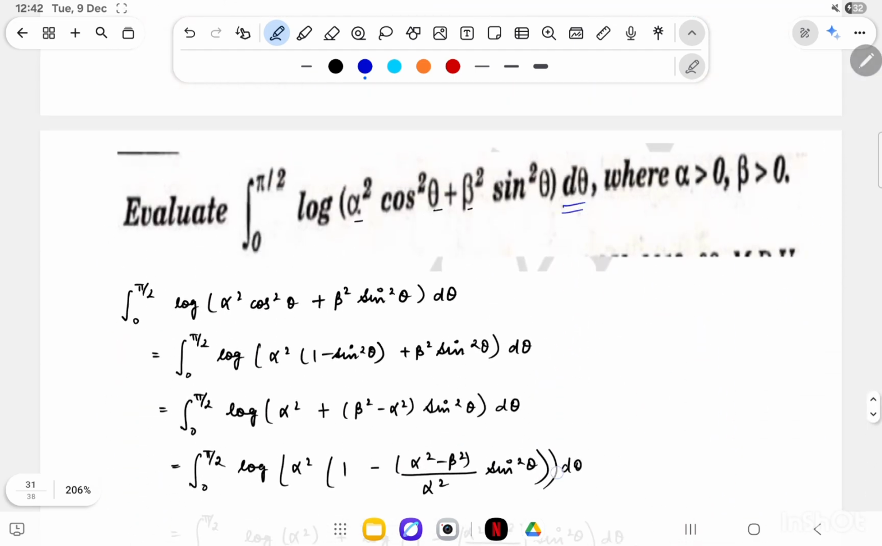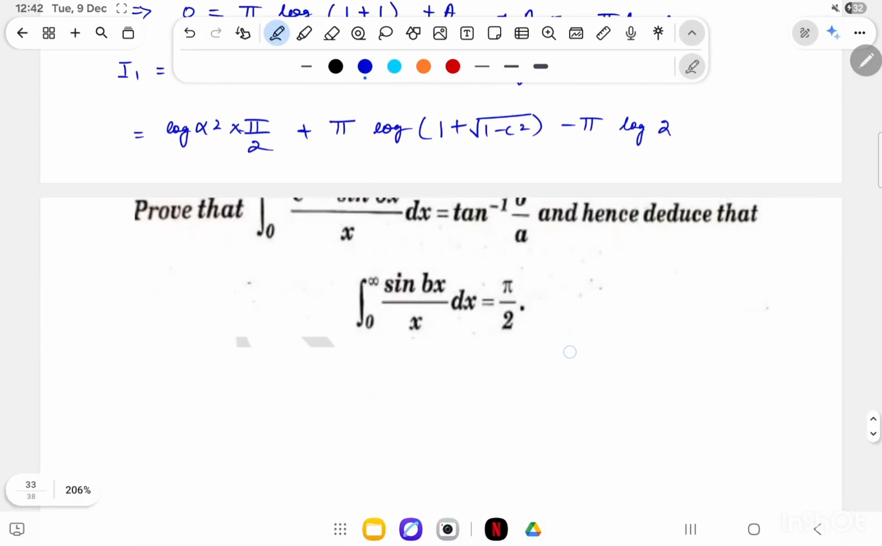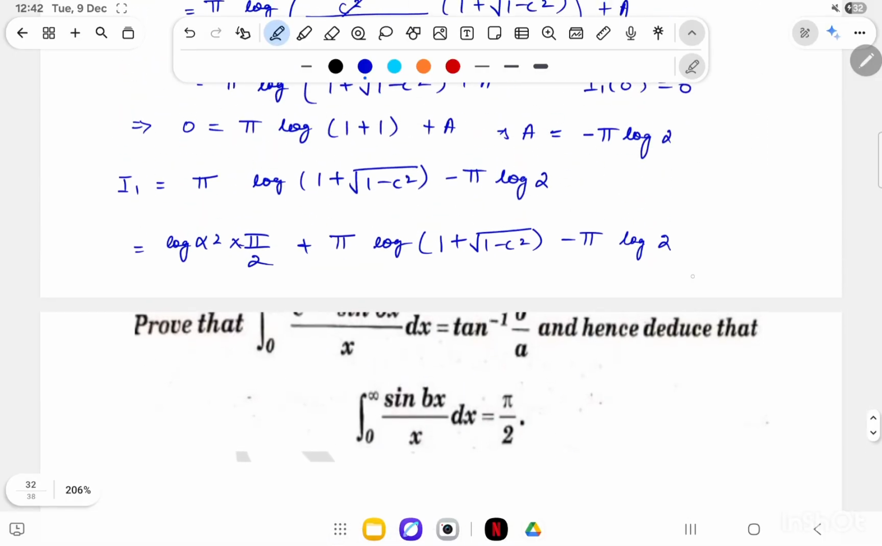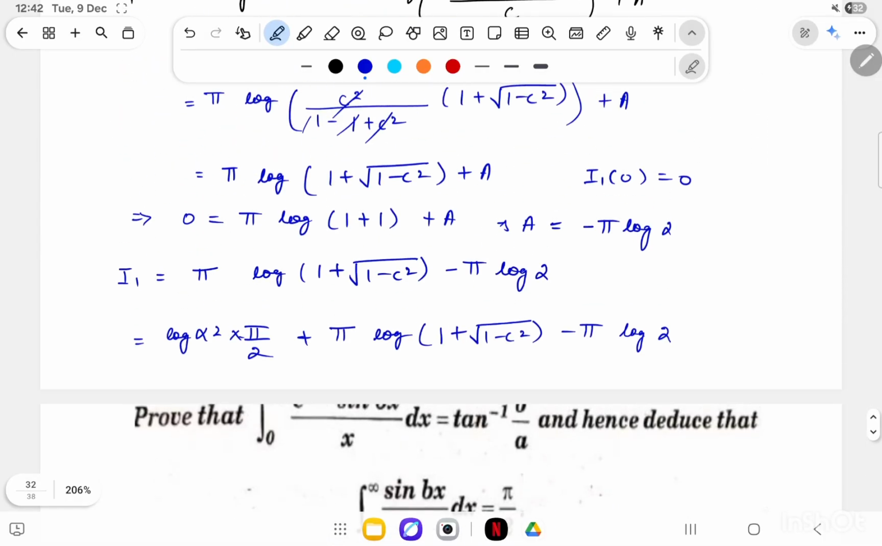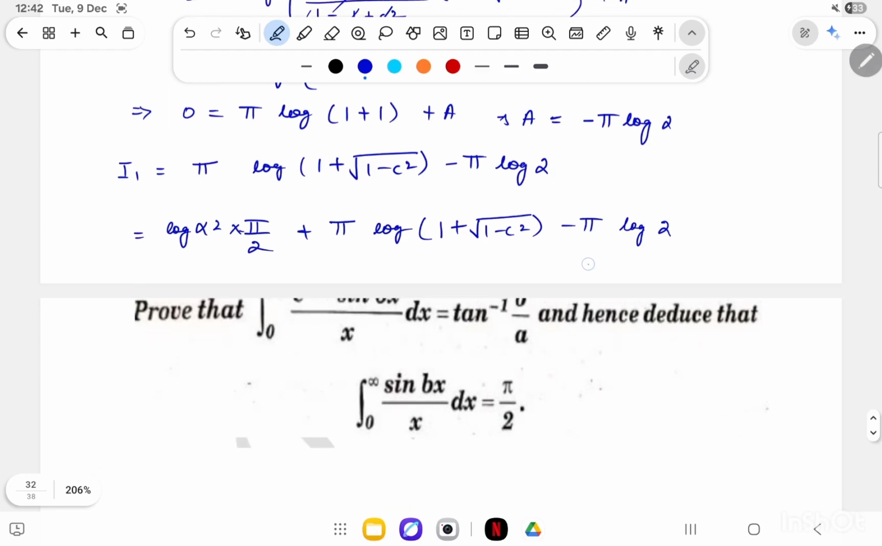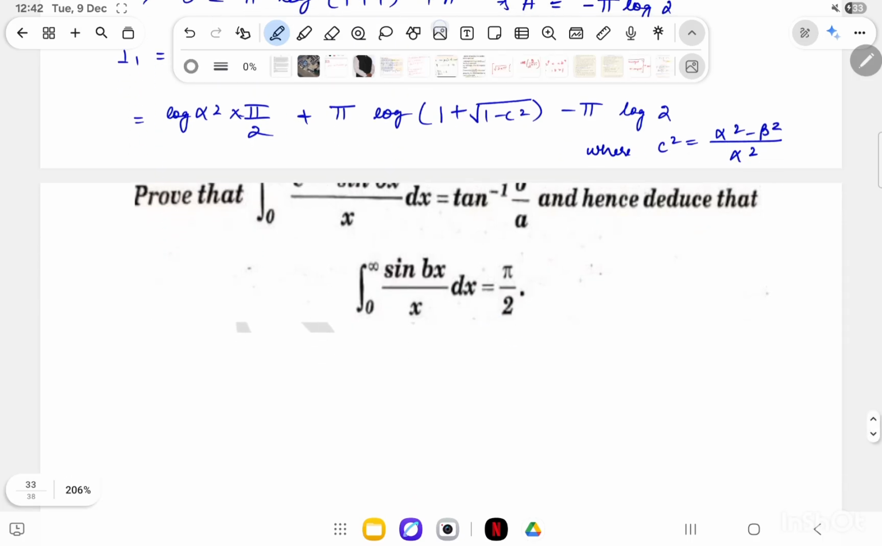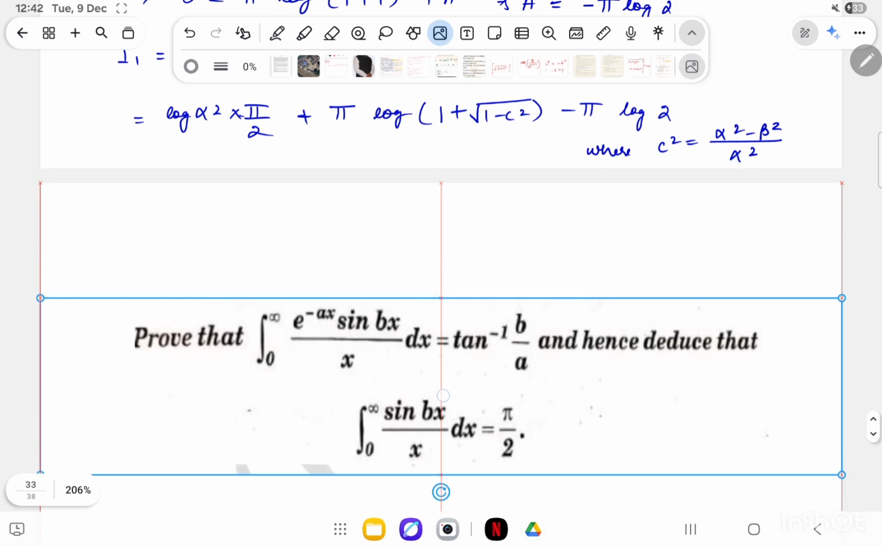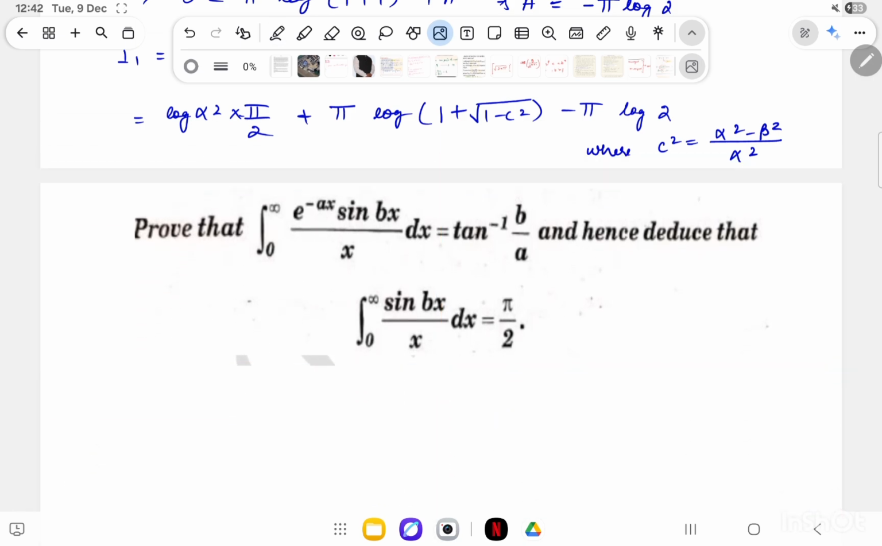We can further plug in the value of c square that we assumed as alpha square minus beta square divided by alpha square. That will further simplify it. Or you can write it as, where c square is basically alpha square minus beta square divided by alpha square. This completes our question. Now let's move on to discuss the next question.